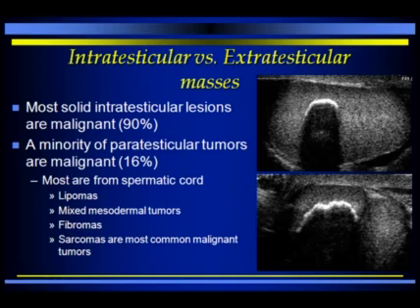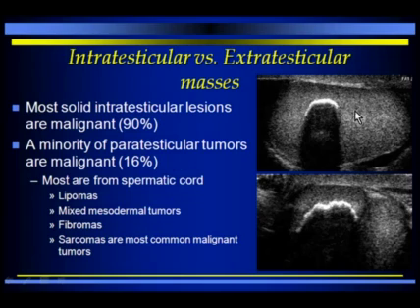More important than Doppler flow is the distinction of whether the mass you're seeing is intratesticular or extratesticular. Most intratesticular lesions are malignant. Only a minority of extratesticular lesions are malignant. Most of the lesions that are extratesticular come from the spermatic cord. We're looking at lipomas, and lipomas of the spermatic cord are often also associated with hernias. Other types of mesodermal tumors are fibromas, and the most common malignancy extratesticularly is the sarcoma.